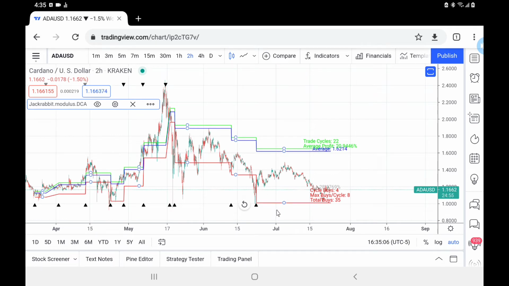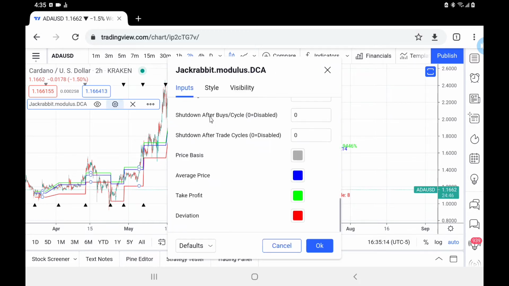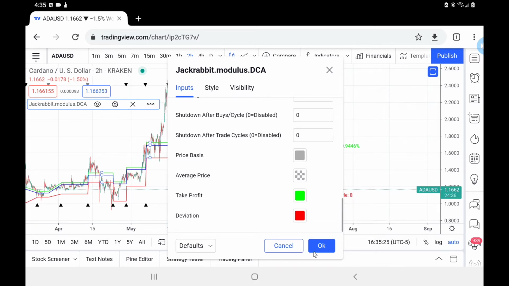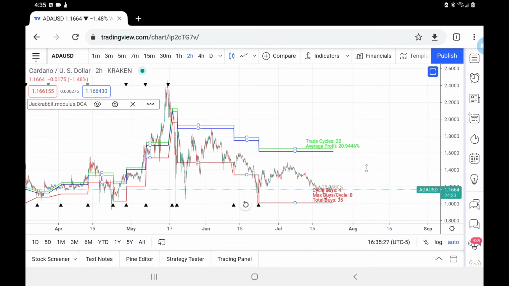Red line is deviation, blue line is the average, green line is the take profit. For right now, I'm going to disable the average being visible. I'm just going to make it invisible. So here you have 20% profit, 22 trades, 8 maximum.